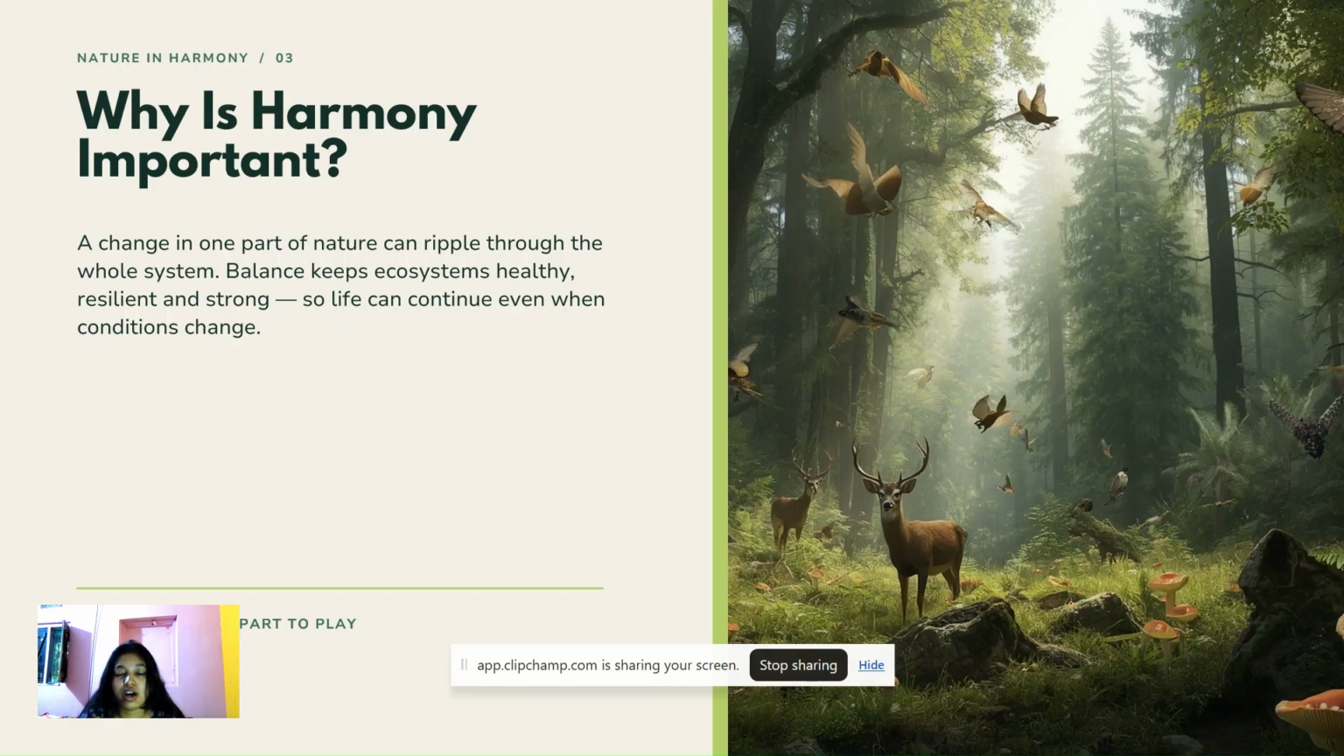So, why is harmony important? Because in evolution, ecosystems are changing day by day. So, when the environment changes, if the family is living together, it can handle all types of problems and they can manage in any condition. So, it is very important to maintain harmony.